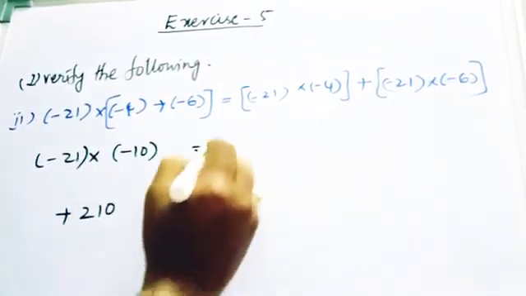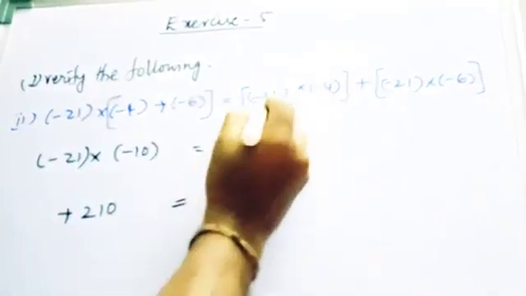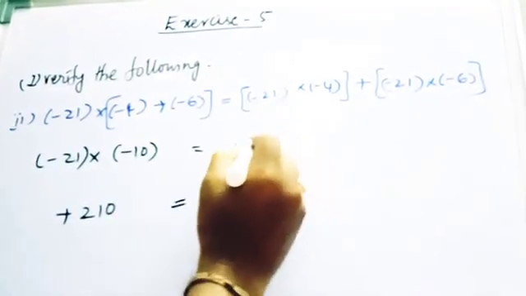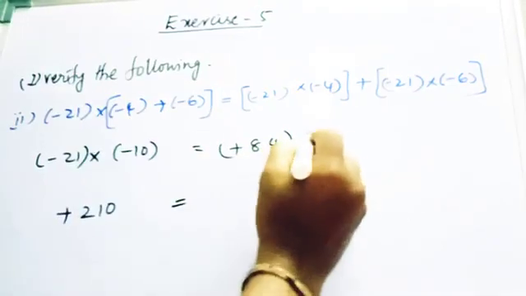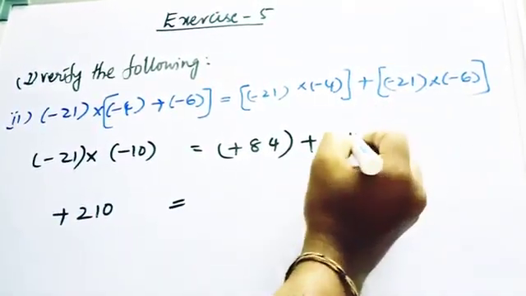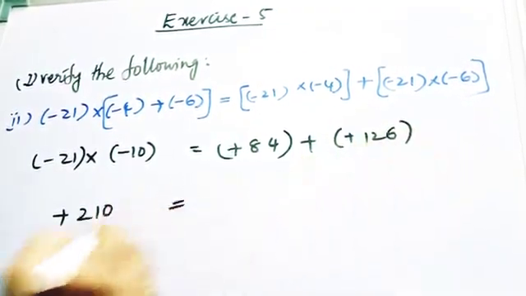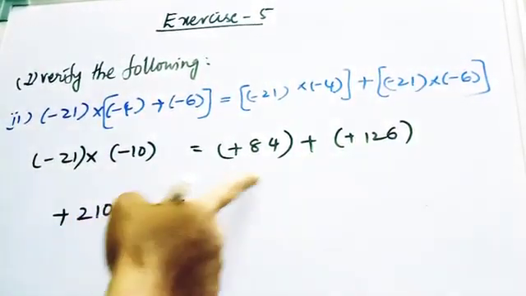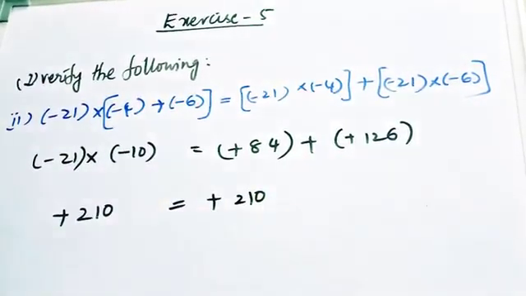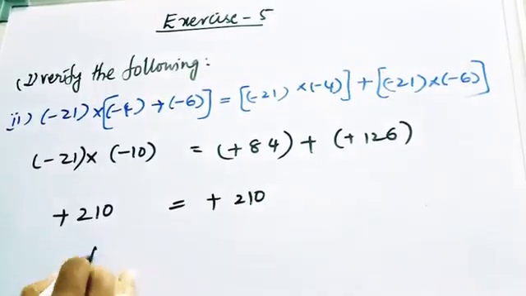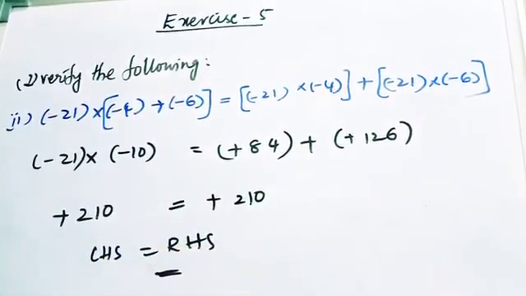Then come to the right side. So minus into minus, you will get plus. 21 into 4 is 84, so plus 84 you will get. Then minus into minus is plus, 21 into 6 is 126 you will get. So if I'm adding both positive numbers, the answer is positive, so the answer is 210. So from this example we can say that left hand side is equal to right hand side.